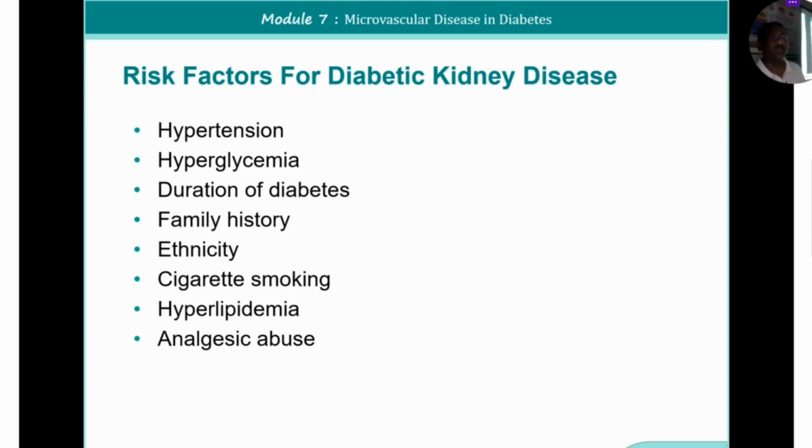We can't do anything about the family history. Ethnicity also we can't change, but cigarette smoking in any form has to be stopped. For hyperlipidemia, you can use statins, you can use fenofibrate, you can use bempedoic acid, you can use the HMG-CoA reductase inhibitors to reduce your hyperlipidemia. Analgesic abuse has to be stopped, because most of the Indian population and RMPs use analgesics left and right. For everything they use analgesics and steroids. So these two are very, very dangerous for the kidneys.